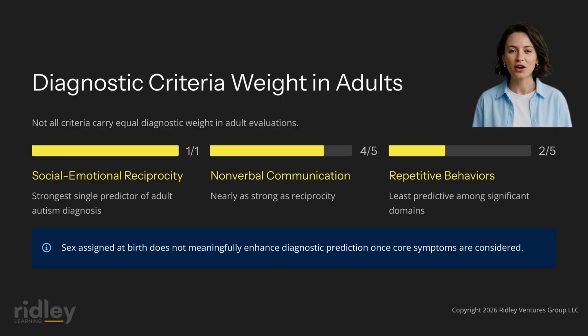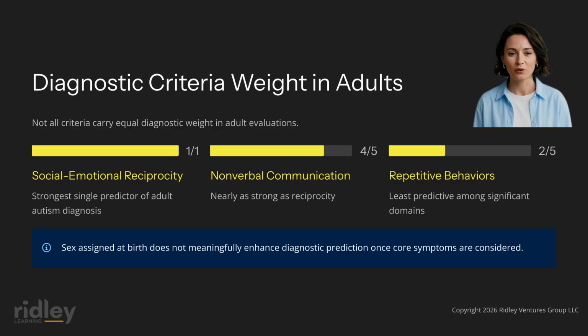Let's look at which diagnostic criteria carry the most weight when assessing adults. Whaling and colleagues in 2025 evaluated which DSM-5-TR criterion domains carried the most diagnostic weight among adults referred for autism assessment. They found that social-emotional reciprocity was the single strongest predictor of an autism diagnosis, carrying far greater diagnostic weight than any other criterion, and that nonverbal communication was nearly as powerful a predictor.